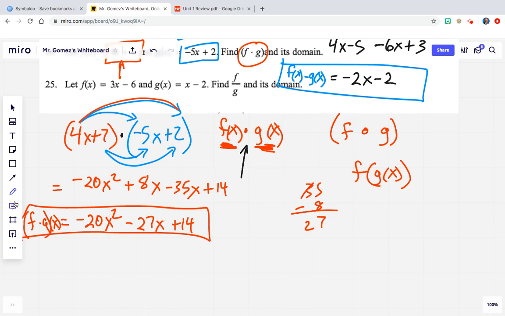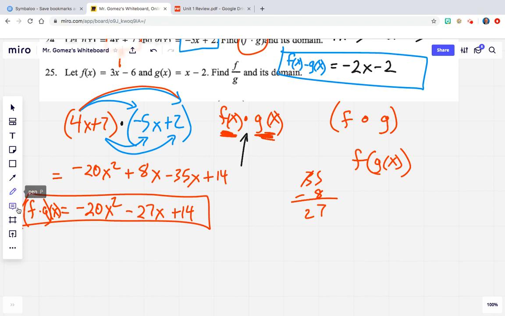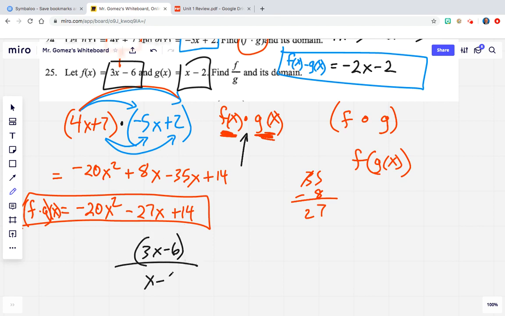All right, last but not least, we're going to do this division problem on number 25. Okay, so let me go ahead and make a little bit of room. Scroll down. Actually, I'll just do it down here at the very bottom. So we're going to take this f of x right here, and we're going to take this g of x. We're going to divide them this time. So let's go ahead and put f of x on top. So we have 3x minus 6. We can put parentheses if we like. And we're going to divide it by x minus 2. Okay? And we could put parentheses if we like right there too.